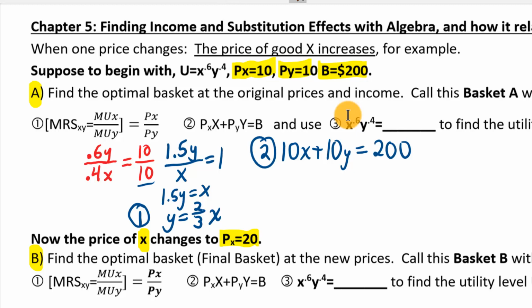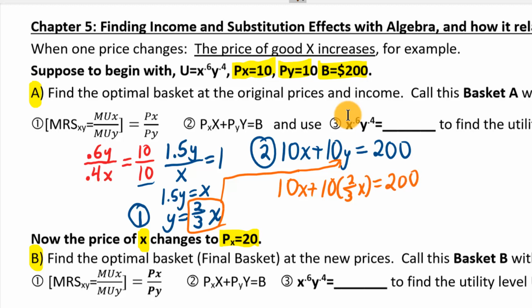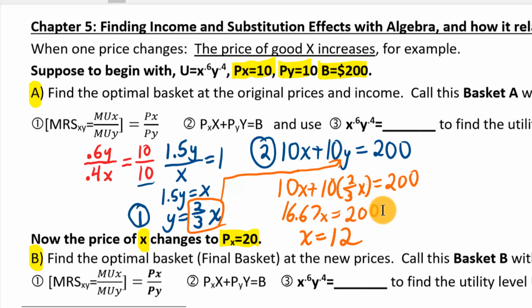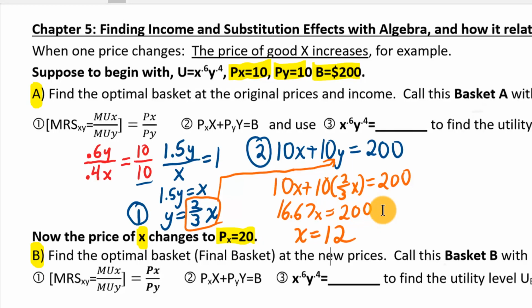Since Y equals 2/3 X, plug that in for Y. We get 10X plus 10 times 2/3 X equals 200. When we simplify that, we get 16.67X equals 200, telling us we should get about 12 X's. You get a little bit less if you round, but if you kept the 2/3 throughout the analysis, it would turn out to be exactly 12. Rounding a little bit and being slightly off is perfectly okay in these kinds of problems.